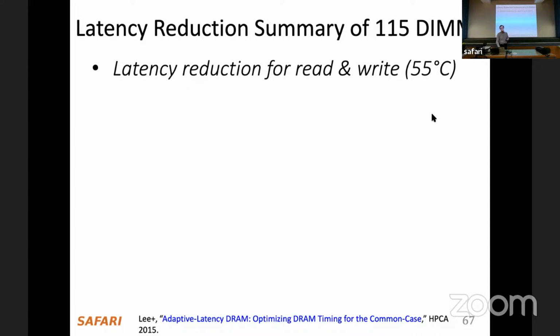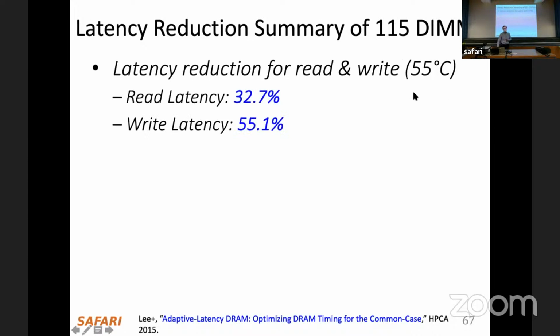This is the latency reduction summary for operating at 55 degrees Celsius. What I showed you earlier translates to a read latency reduction of 32%, as you can see, and a write latency reduction of 55%. That's quite significant. Today we're paying this; this is the average again. Different chips have different values.